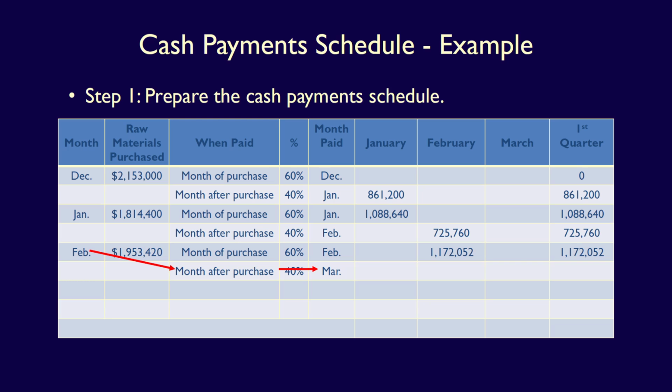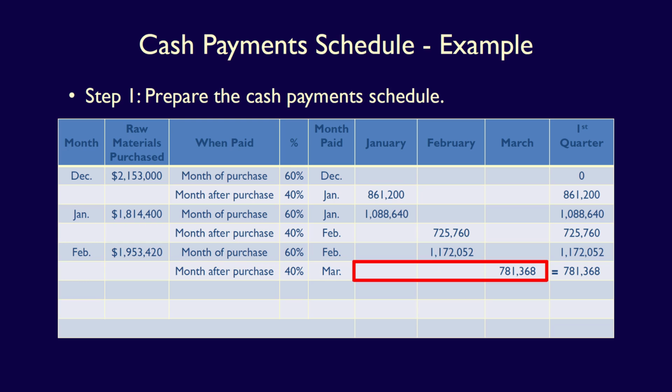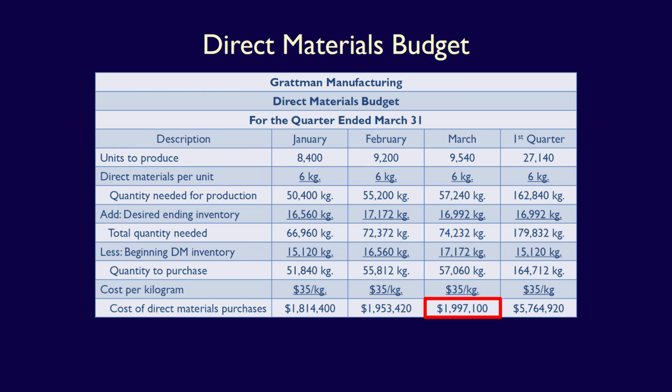Do we need to do a calculation? March to March, we absolutely need to do a calculation. Raw materials purchased of $1,953,420 multiplied by 40% is equal to $781,368, which is placed in the March column. Of the purchases made in February, $781,368 were paid for in March. Total for the first quarter is 0 plus 0 plus $781,368 for a first quarter total payment of $781,368.